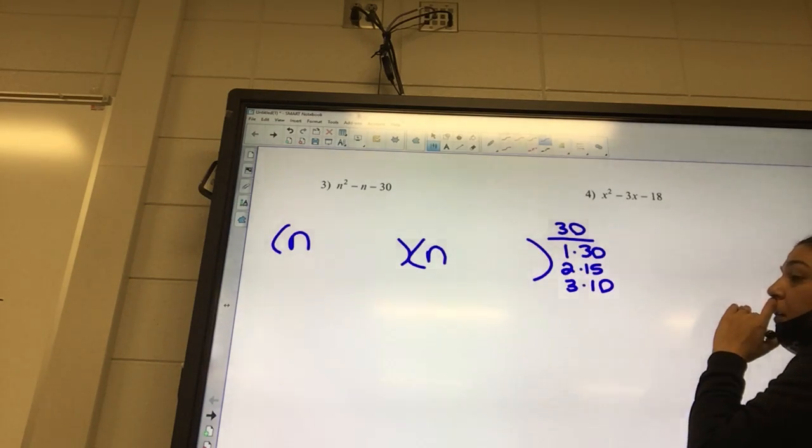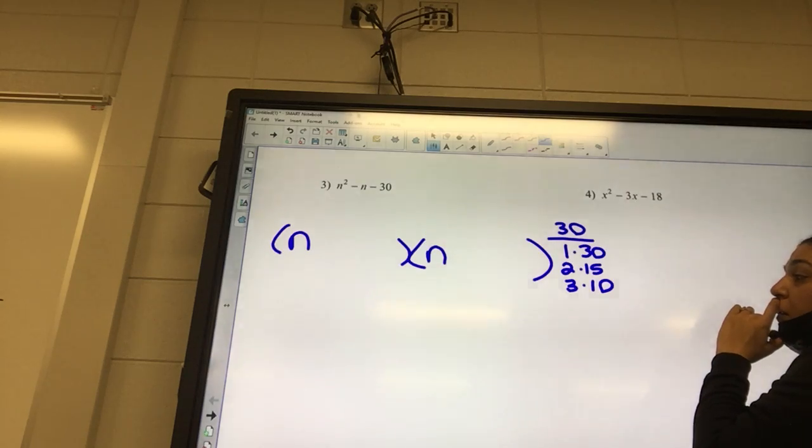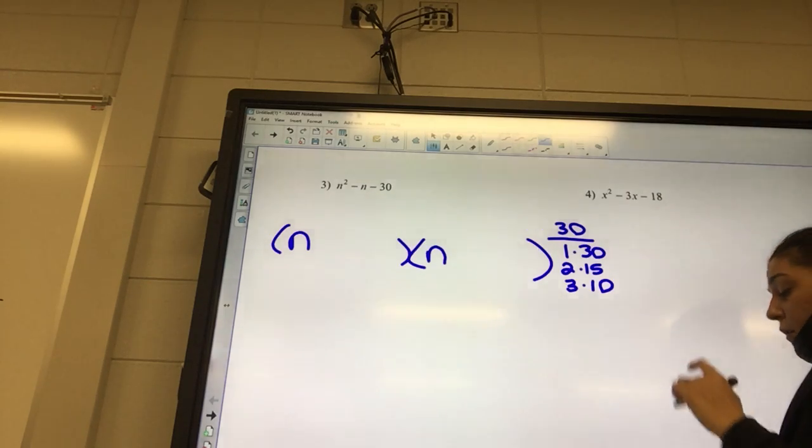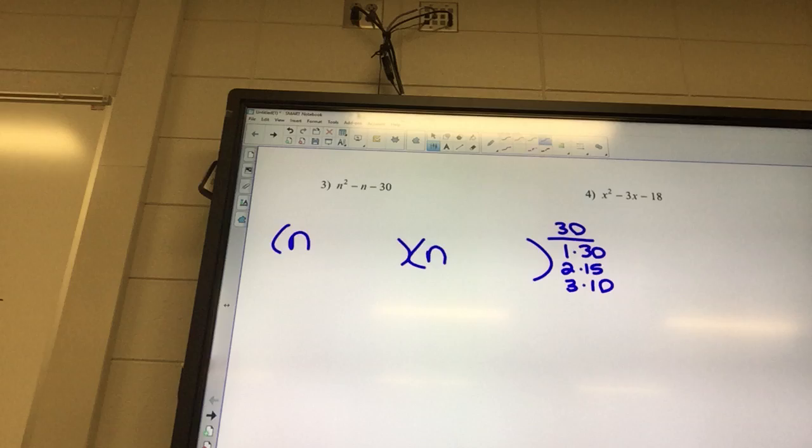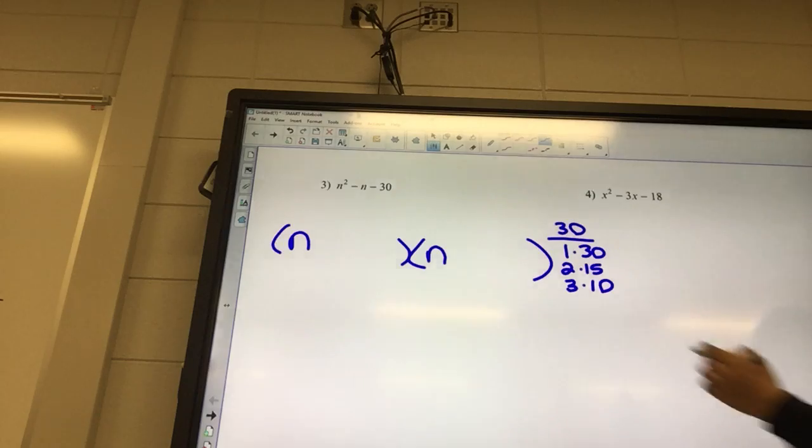4. Does 4 work? No. Okay, so then the next number you would check would be 5. Does 5 work? Yes. 5 and 6.